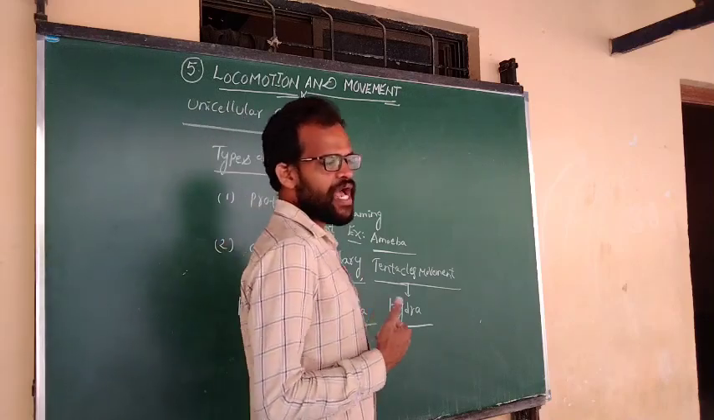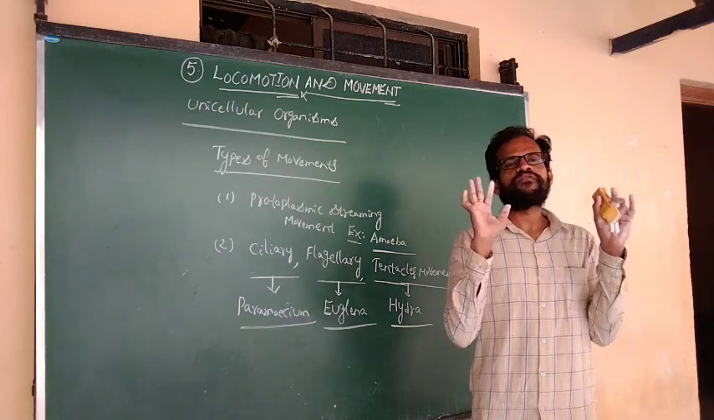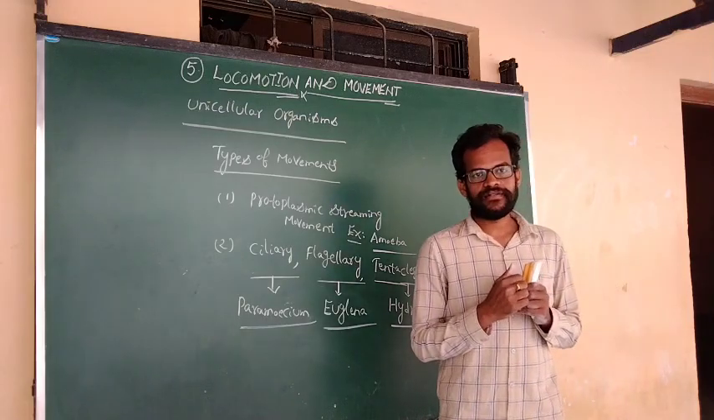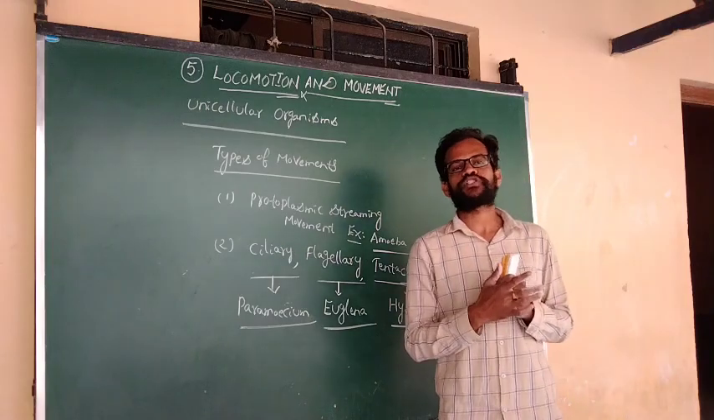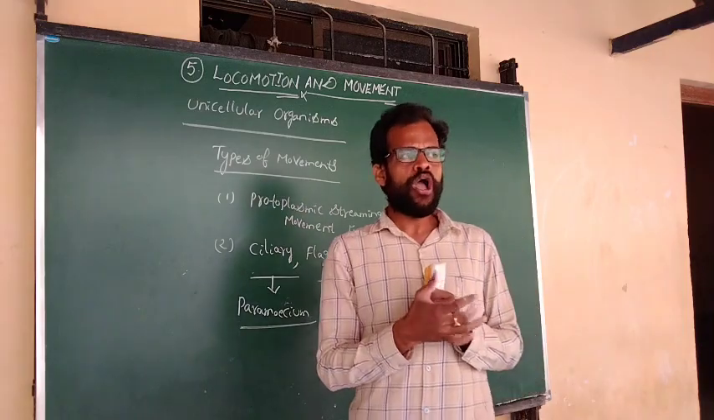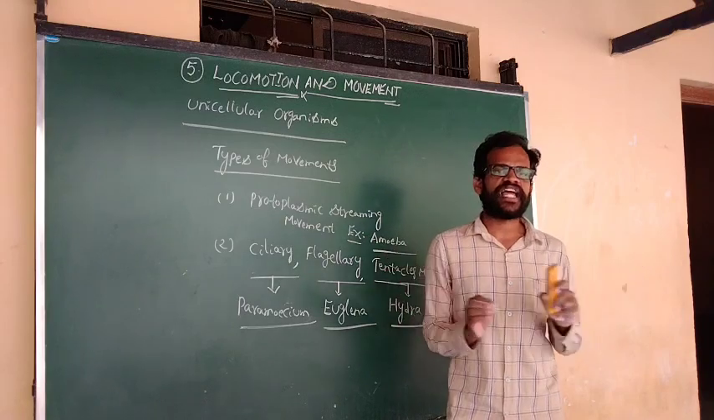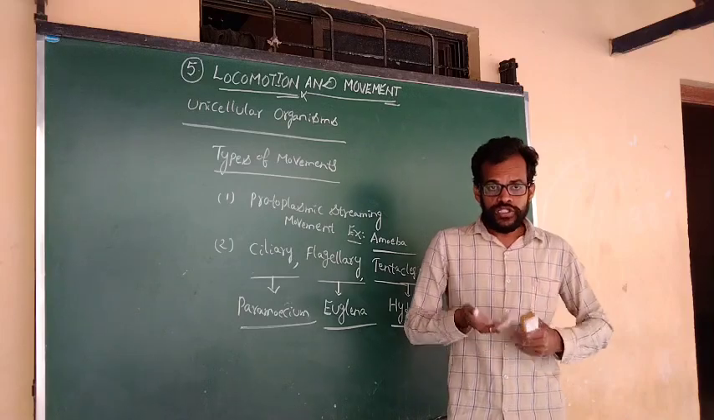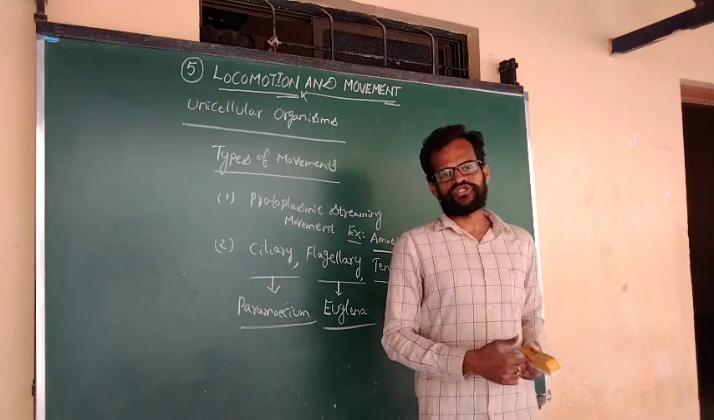If you observe multicellular organisms like human beings, for example, movement of lips, movement of forelimbs, movement of hind limbs, movement of eyes, movement of jaws, all these movements are responsible for the locomotion. Locomotion and movement are always interlinked. They are not separate. Both are interlinked. This movement is helpful for the locomotion.